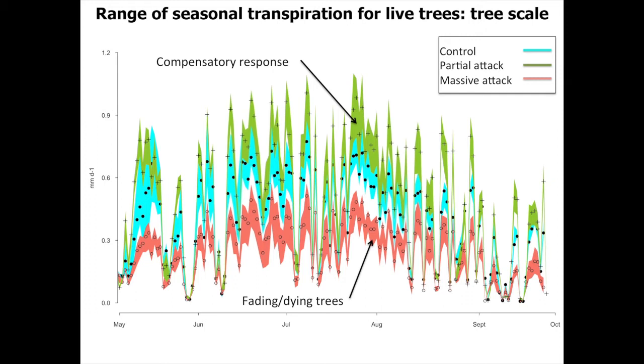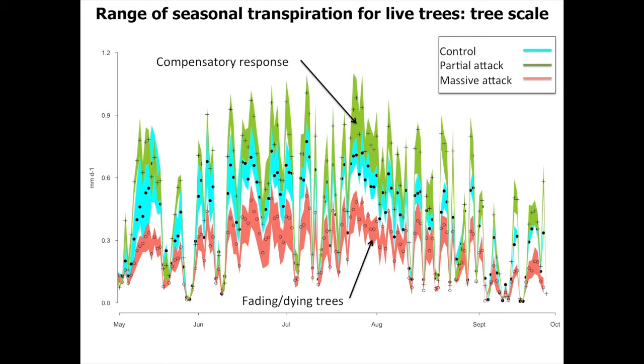So what this graph shows is that despite the treatment effect, which is fairly clear, you have a decrease in transpiration in trees that are dying and an increase in trees that are compensating. We have a gradient treatment, but all of the trees are still coupled with the atmospheric drivers, which means that all of the treatments still have a seasonal effect and are responding to their environmental drivers, right?